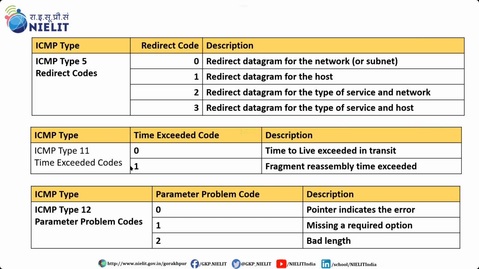Then there can be type 11 with code 1, fragment reassembly time exceeded. This means there are many fragments, and due to less time or a lot of fragments, the fragment reassembly time defined by both source and destination is exceeded, so the fragments could not be assembled. Then there are ICMP type 12 parameter problems. So these are the different types and codes.